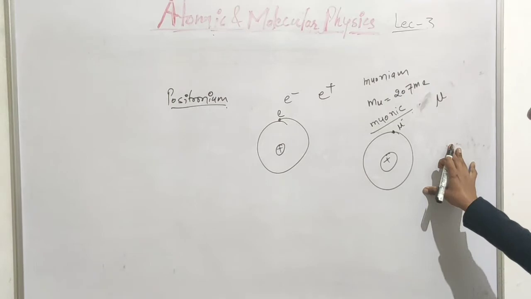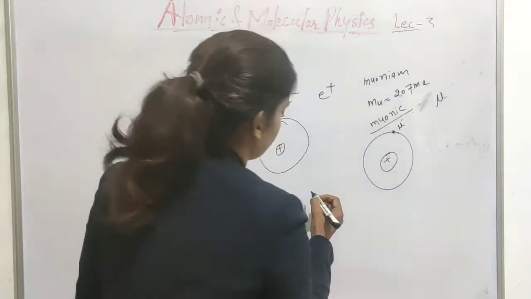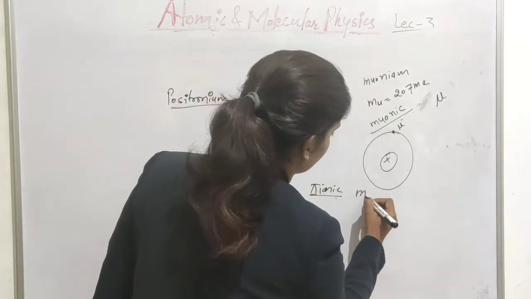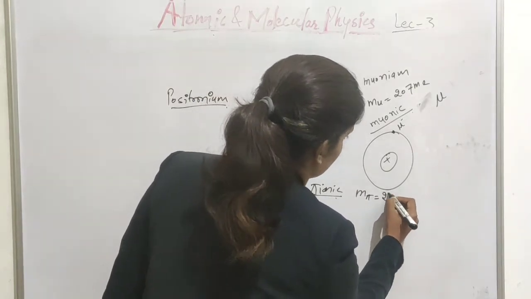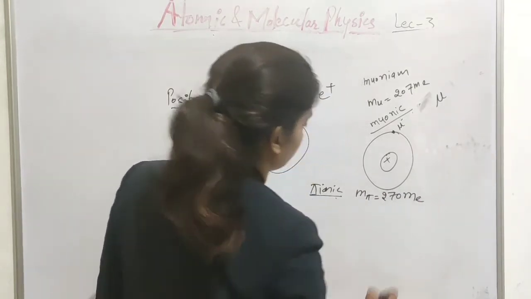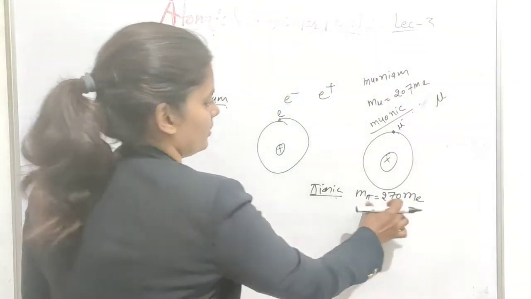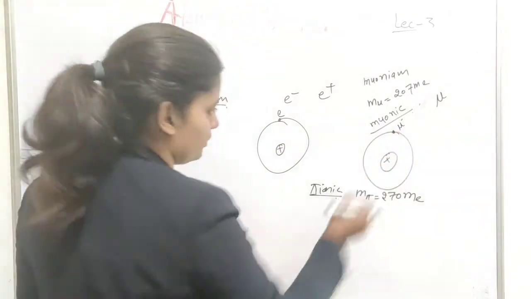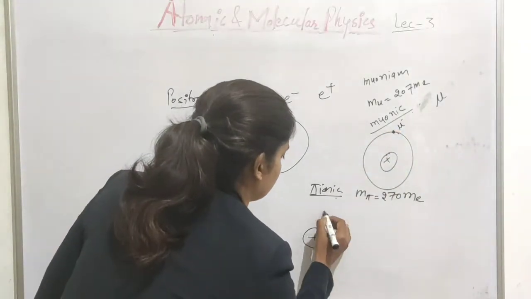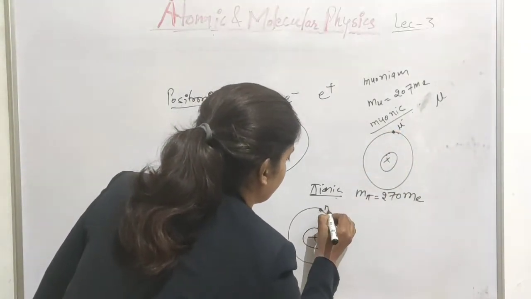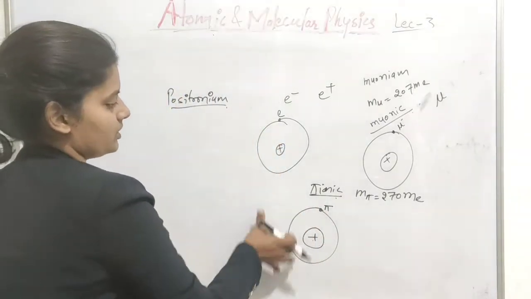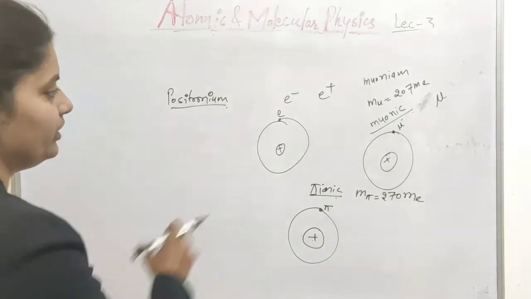Next is the pionic system. In case of the pionic system, we have a pion. Mass of pion is equal to 270 times the mass of electron. So this is in case of the pionic system. A pion will take the seat of the electron. Let me draw. Here the pion, and this is the nucleus. So this system is considered as the pionic system.